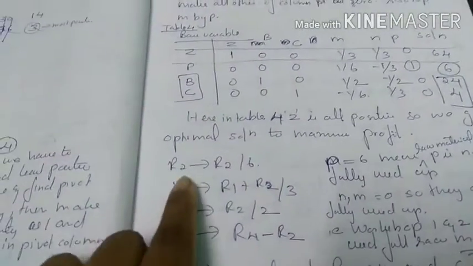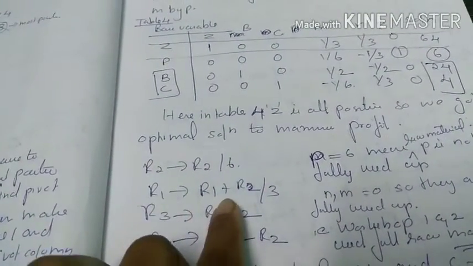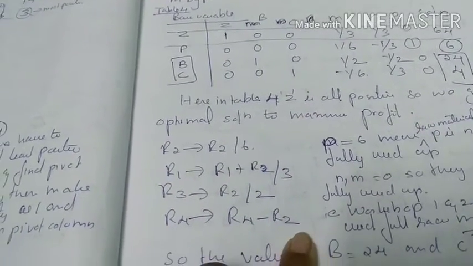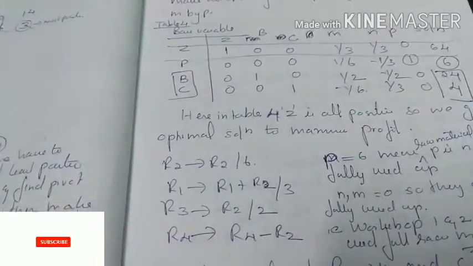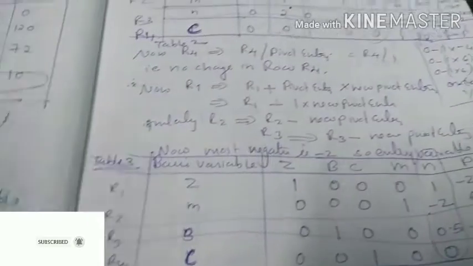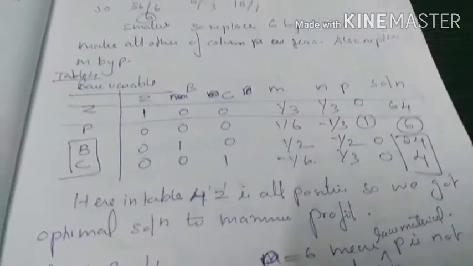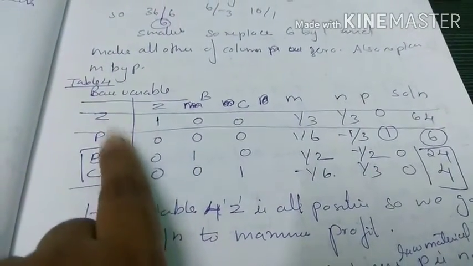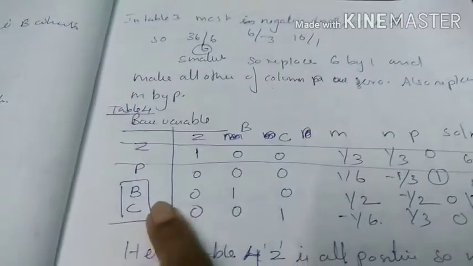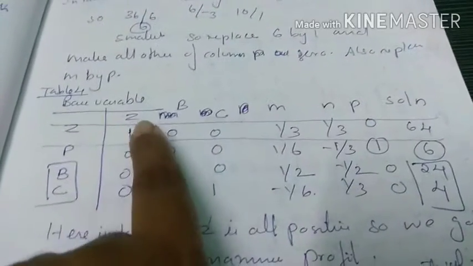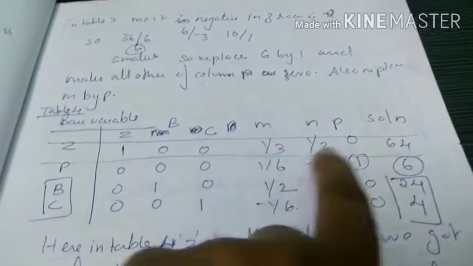For that we have to do R2 gives R2 by 6, R1 gives R1 plus R2 by 3, R3 gives R3 minus R2 by 2, R4 gives R4 minus R2. Using these equations we get the last table as Z, P. If we replace M by P, our basic variables now are Z, P, B and C. We get the values as 1 0 0 1 by 3 1 by 3 0 64.